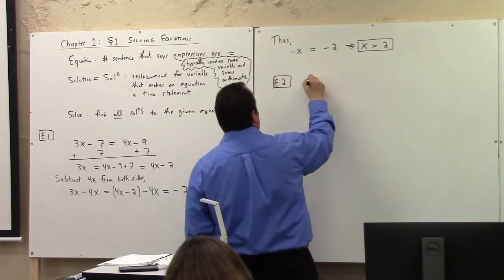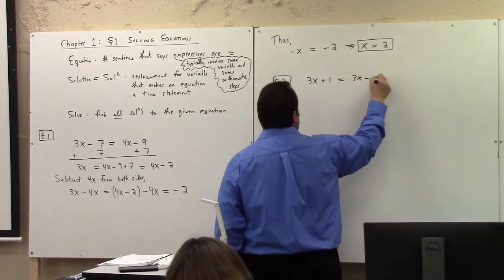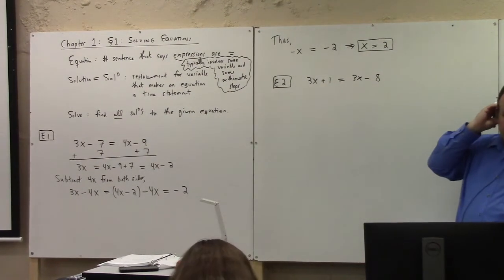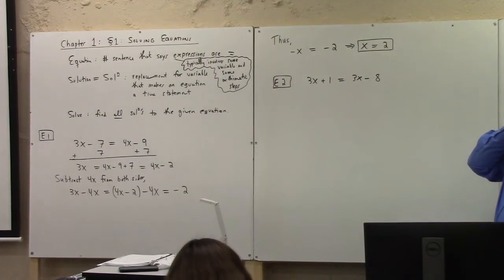So suppose we've got 3x plus 1 equals 3x minus 8. So this is an equation, right? We have two expressions set equal. The variable's x again.